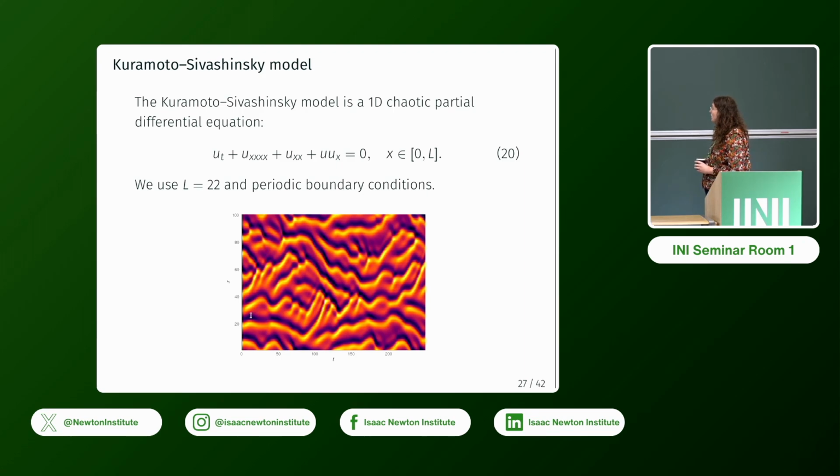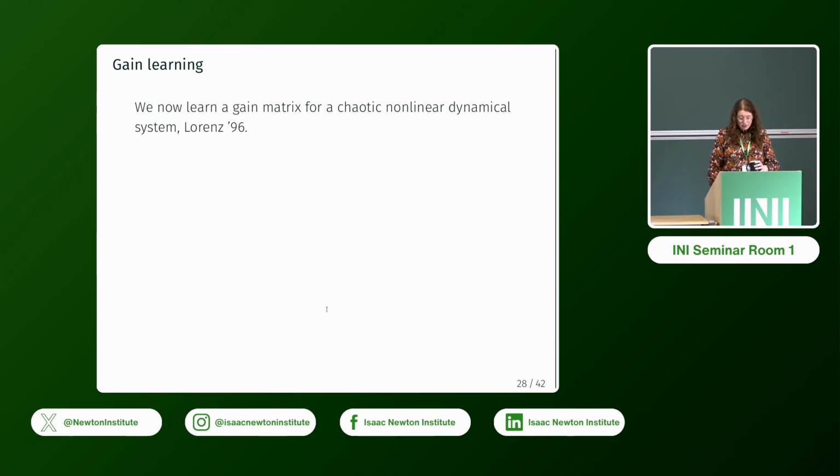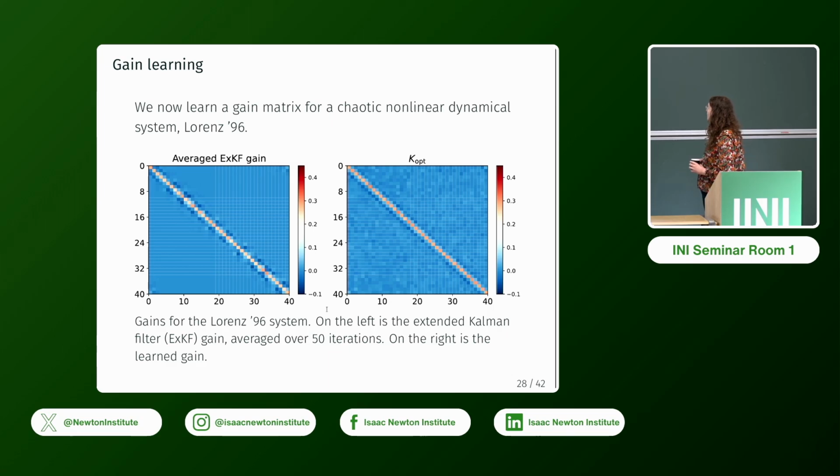We'll also look at the Kuramoto-Sivashinsky equation. This is a one-dimensional chaotic PDE, and it was originally used as a model of flame propagation. But here again is a spatial temporal plot. So we'll show some results for that one as well. So here we learn a gain matrix for the nonlinear system. In this case, we don't have the closed form solution anymore, but we have another method which is called the extended Kalman filter, which is not an exact solution, but we can just look at the similarity of what we learn compared to that method.